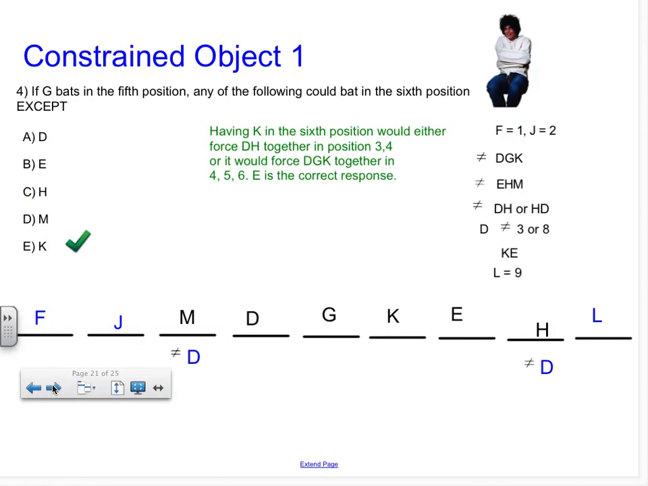Just to recap, having K in the sixth position would either force D and H together in position 3 or 4, or it would force D, G, K together in 4, 5, 6. E is the correct answer.